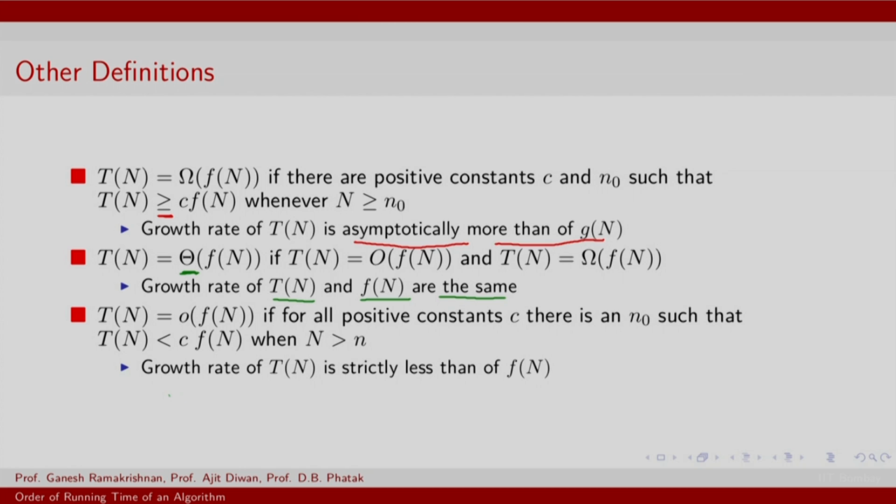So if Tn equals small o of Fn, you can conclude that Tn is also big O of Fn.